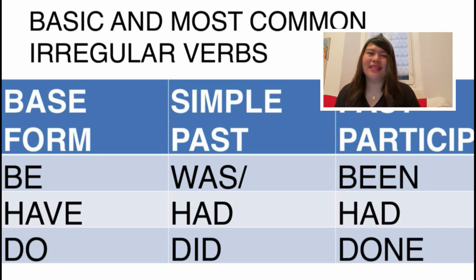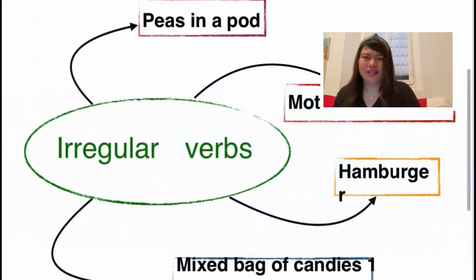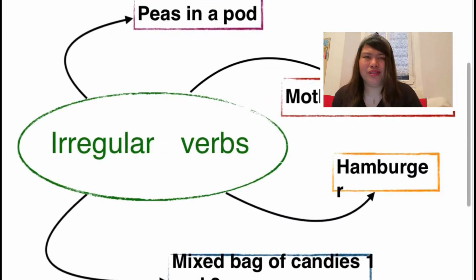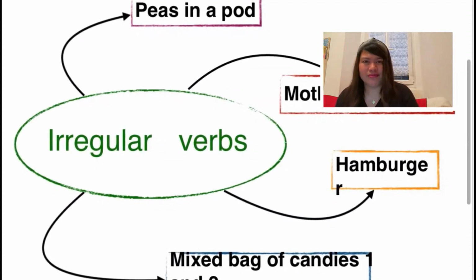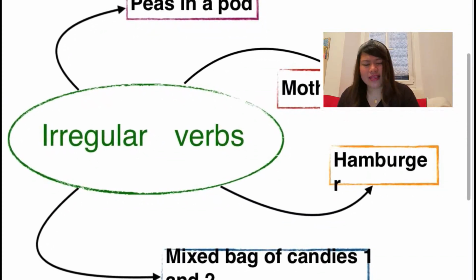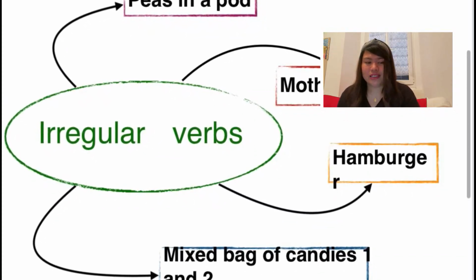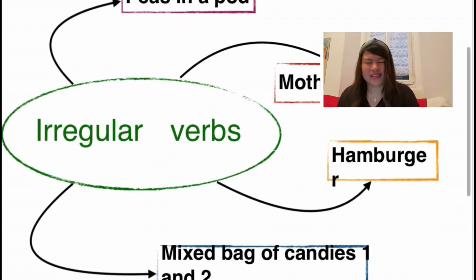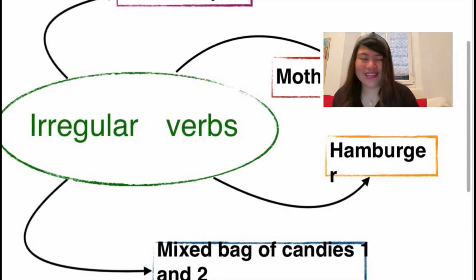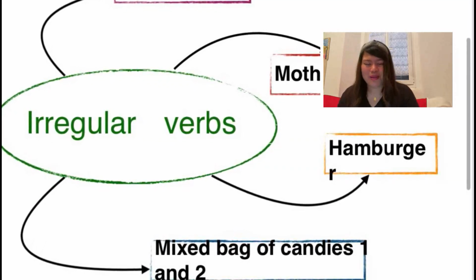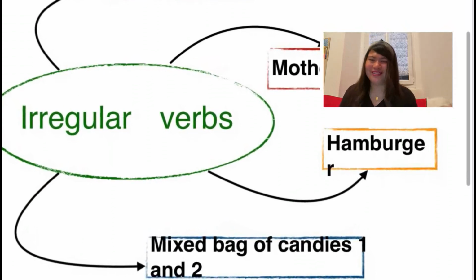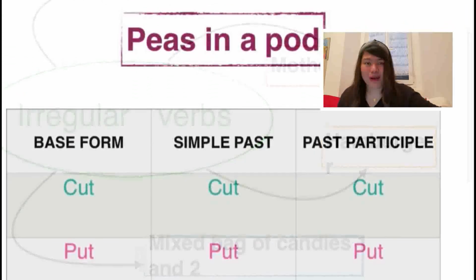Now, to enable us to easily distinguish these irregular verbs, we divide them into groups. For example, we can divide them into 4 groups. And let's name them peas in a pod, mother with twins, hamburger, mixed bag of candies. Okay, let's start with the first one, peas in a pod.